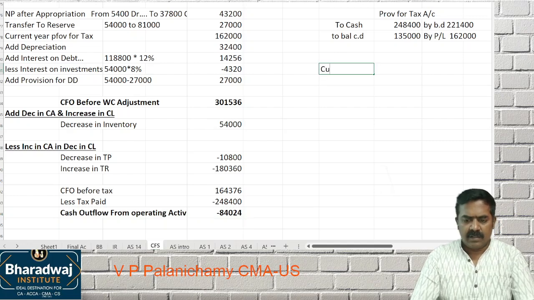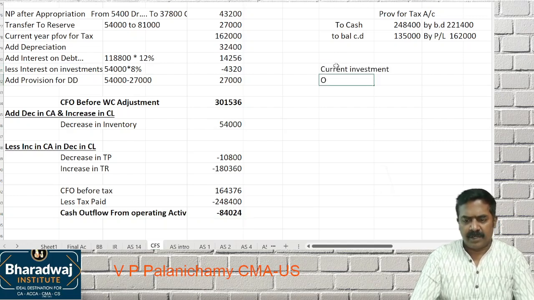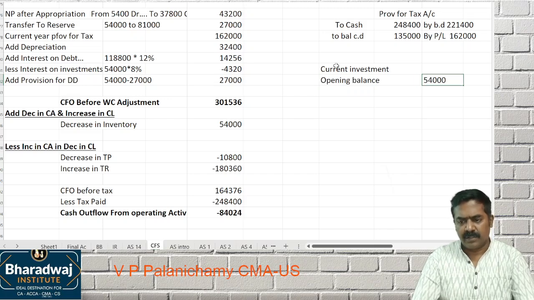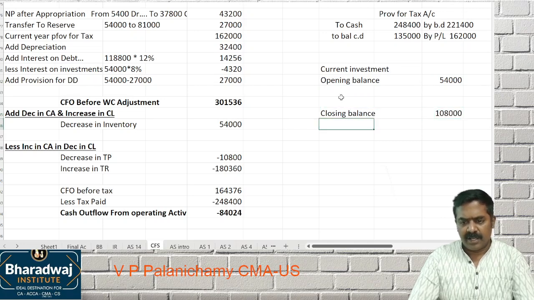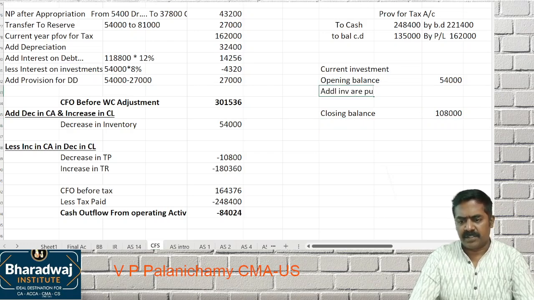Right. See, current investment is given. What was the opening balance? 54,000. What is the closing balance? 1,08,000. Additional investments are purchased at the end of the year. That means we purchased that 54,000 at the end of the year.